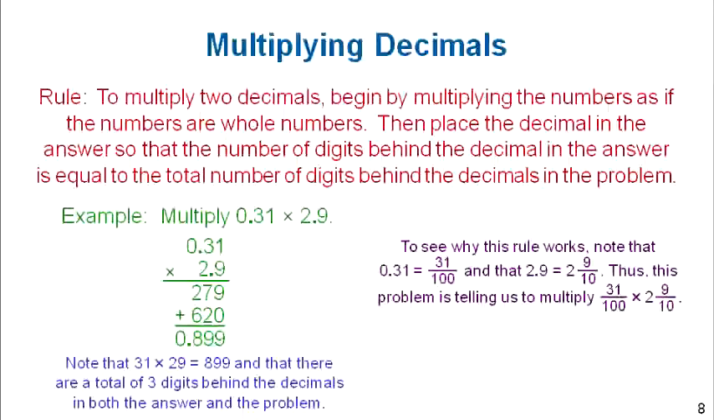To see why this rule works for this example, you need to realize that I can rewrite this problem as the problem you see here. You should be able to see that you get 899 thousandths when you multiply 31 hundredths by 2 and 9 tenths.